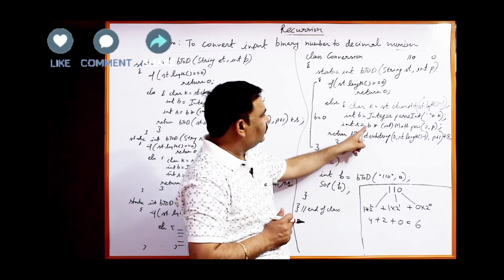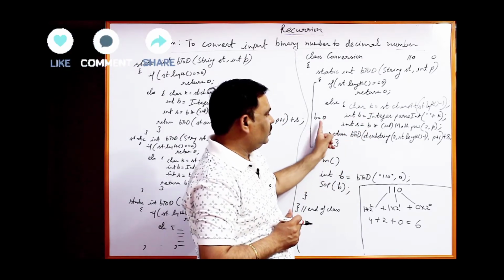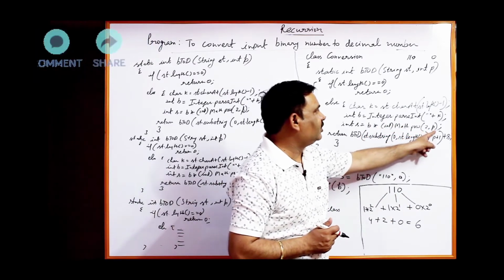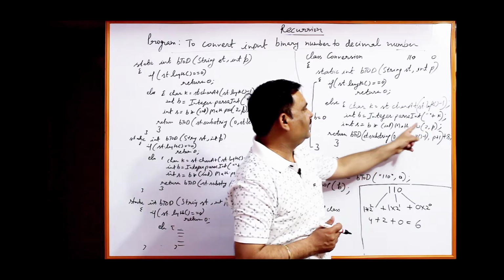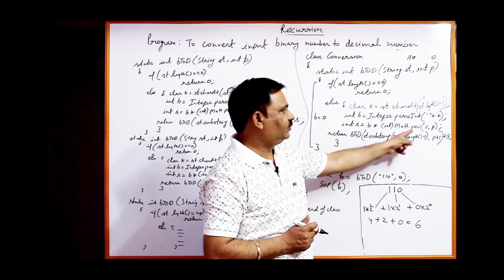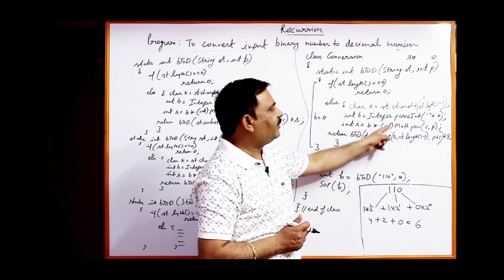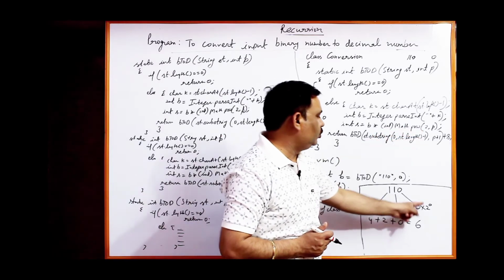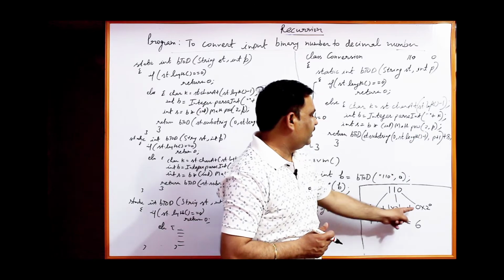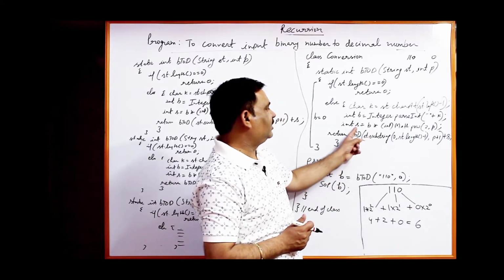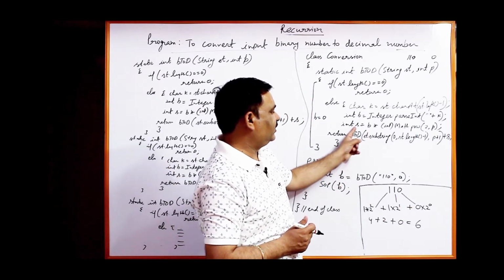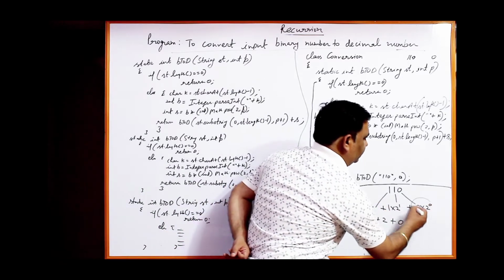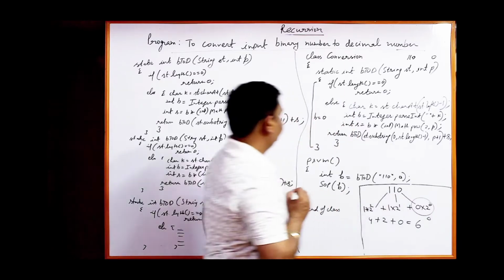Now b, 0 like this, multiply by 2 raised to power p. P is 0 here, so 2 raised to power 0. Clear? In typecasting, because the power function returns a double type value, typecasting is required. So 2 raised to power 0 is here and 0 multiplied is here, and the result will be stored in S. So S will be 0. 0 into 2 to the power 0, it means 0 into 1, 0.